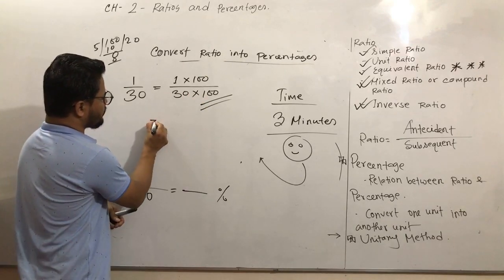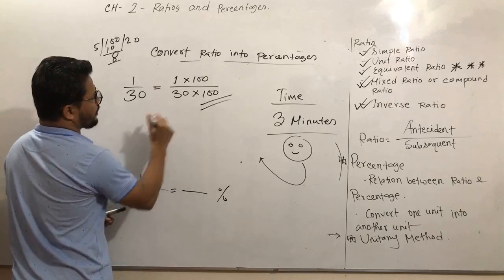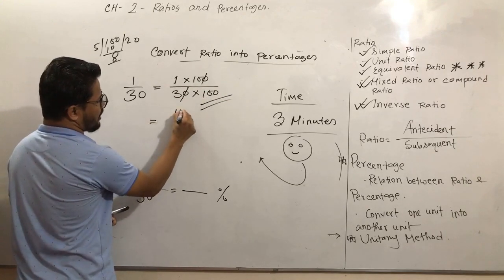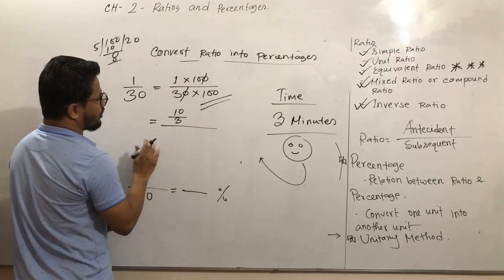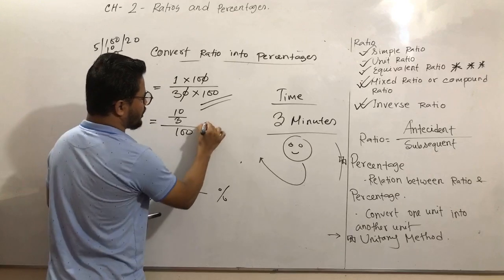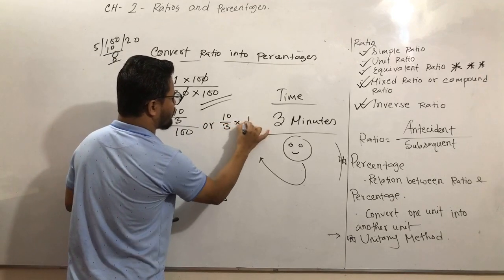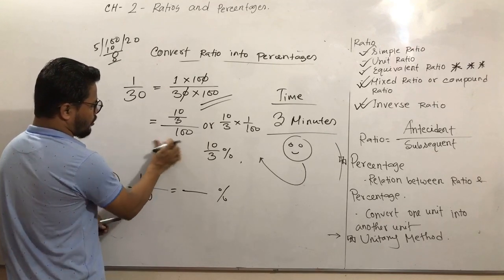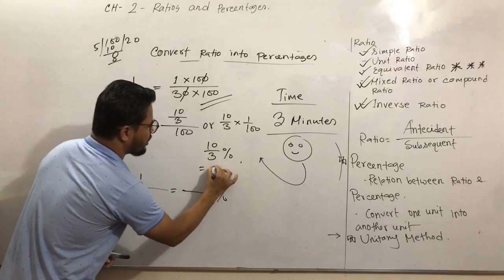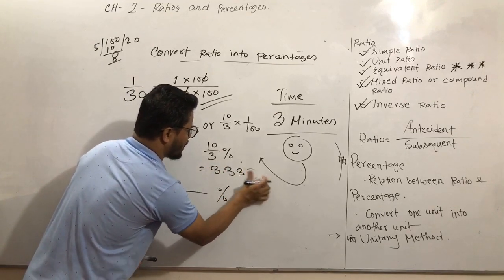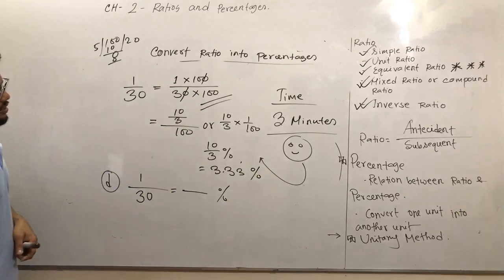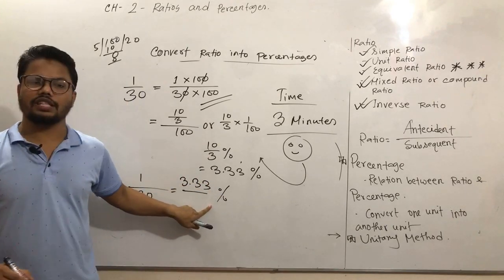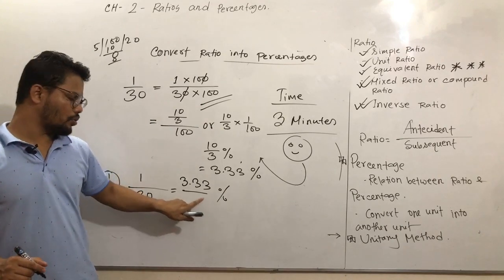Now if you divide this, this one will be reserved for comparing with 100. Now 3 by 10, or you can write 10 divided by 3 multiplied by 1 by 100, that is 10 by 3%. You can write 10 by 3%, or if you divide 10 by 3, you will get 3.333, or after 2 decimal places, 3.33%. So this answer will be 3.33%. I think maximum students have done this one, 3.33%. Congratulations to all of you who have done this correctly.